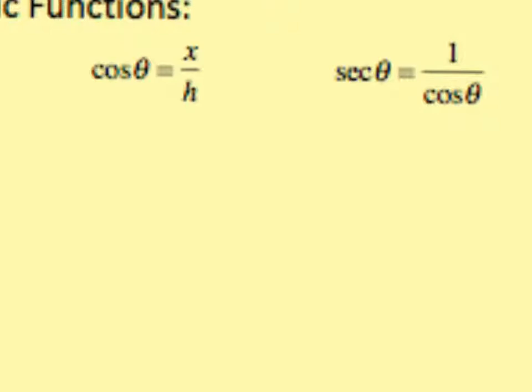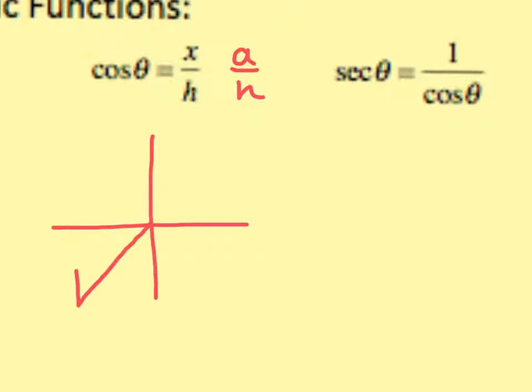Cosine, we're very used to saying a over h, adjacent over hypotenuse. But again, say I have a triangle on the coordinate plane, let's put it in the third quadrant now. We would say the adjacent side over the hypotenuse. Well, the adjacent side is really the x coordinate. So we're going to get in the habit of saying x over h, because again, that's going to help us when it comes time to the unit circle.